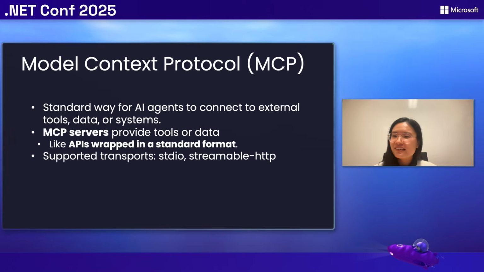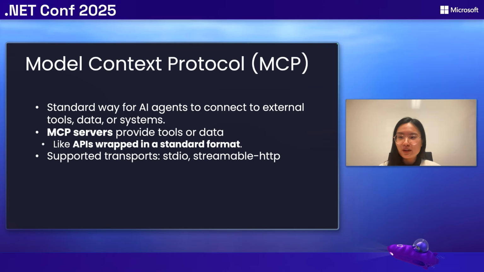So you've probably heard about MCP in previous sessions already, so we're just going to give a very quick overview of what it is in case you didn't catch that. MCP, or Model Context Protocol, is a standard for AI agents to connect to external tools, data, or systems. The way these resources are provided is through the MCP servers, which you can think of as APIs wrapped in a standard format that is easy for agents to consume.